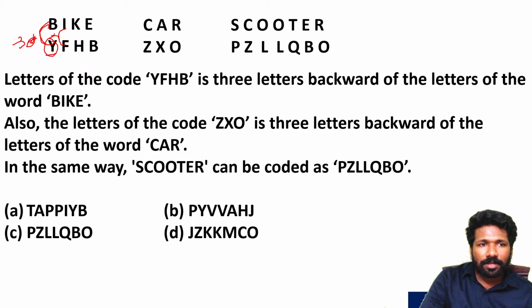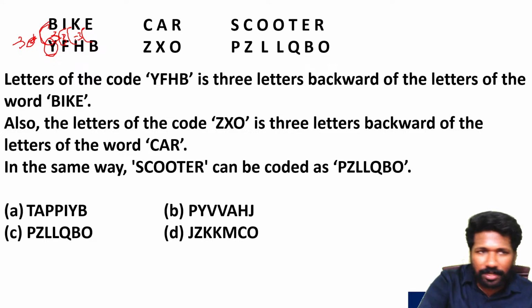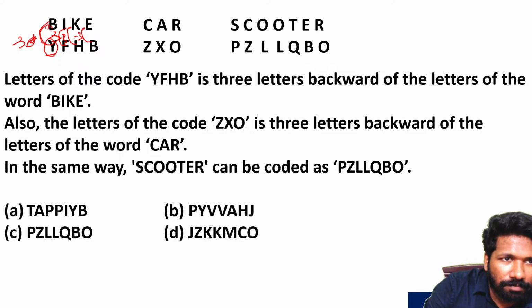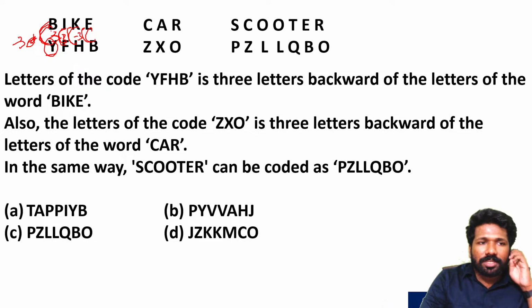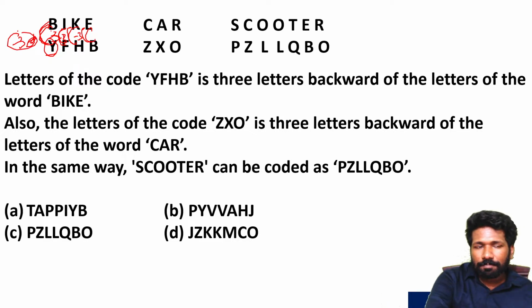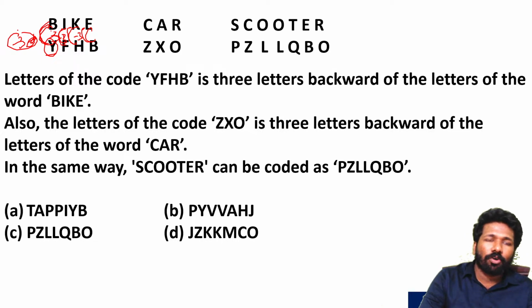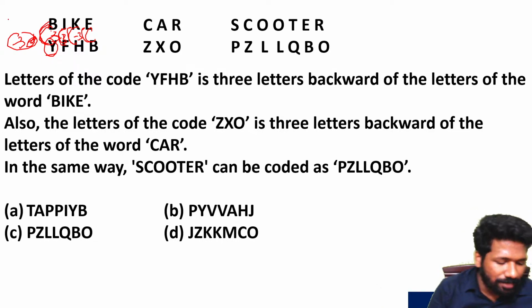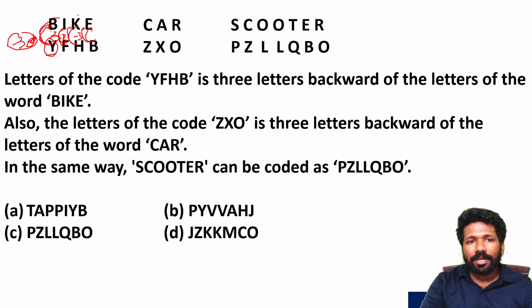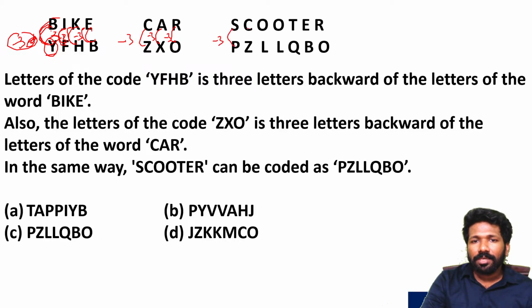Y, F, G, H, I. Third letter. I, H, I, J, K. Third letter. E, B, C, D, E. Third letter. From B to Y, I to F, K to H, E to B, it is minus 3. So it is subtracting a common number. In the previous question, it was successive numbers. Here it is a common number. Similarly, C minus 3 is Z, A minus 3 is X, R minus 3 is O. Similarly, S minus 3 is P, C minus 3 is Z, O minus 3 is L, and so on. Due to lack of time, I am leaving the rest to you.